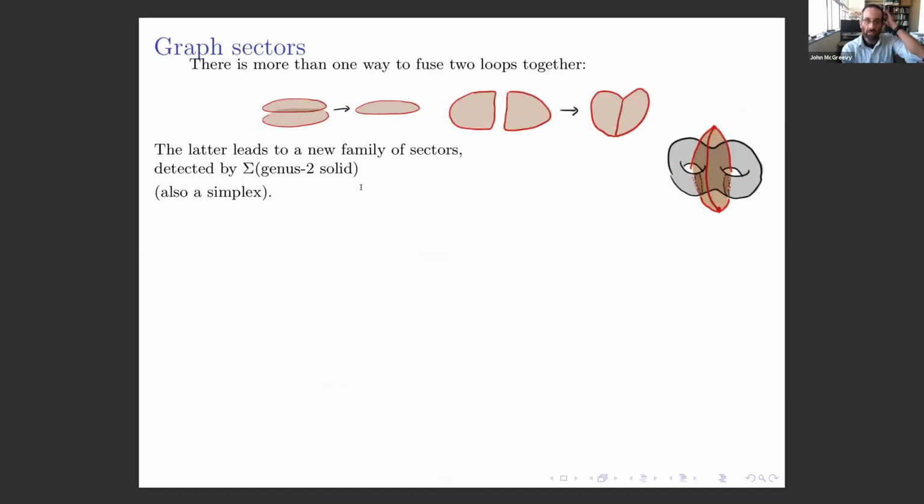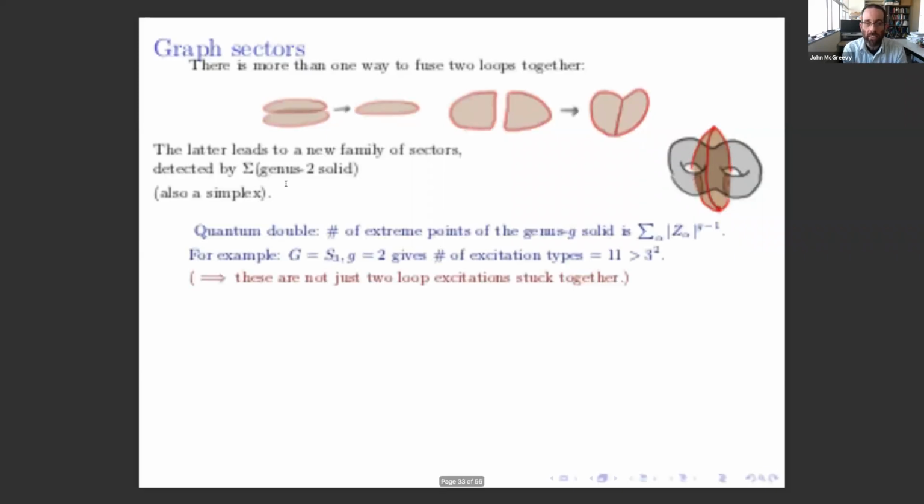And let me talk about the graph sectors. So there's more than one way to fuse two loops together. One way you might think about doing it is just putting them on top of each other. But another way you might do it is have them share some segment and then fuse them together so that you get an excitation which is a spatial graph. And this leads to a new family of sectors, which is detected by the information convex set of the genus 2 solid. So you can see that this graph is braided around this genus 2 solid, and the information convex set of the genus 2 solid is also a simplex. And so these are new sectors, and they're really different sectors.